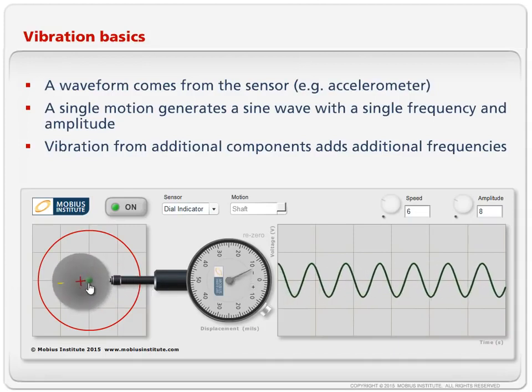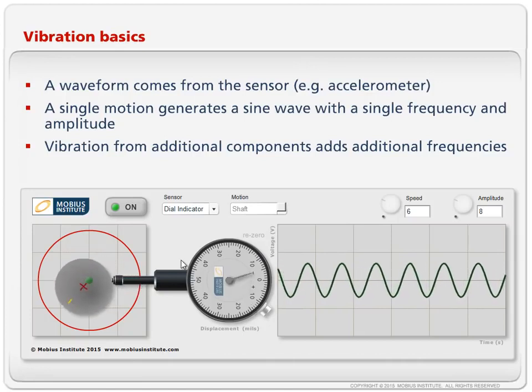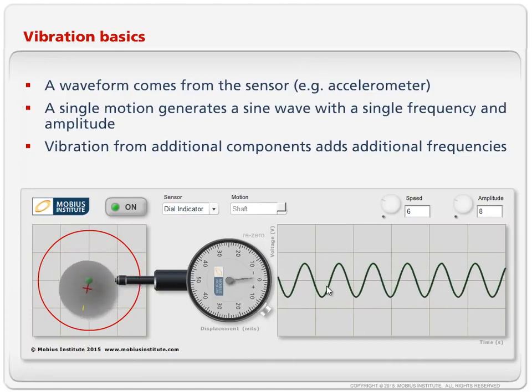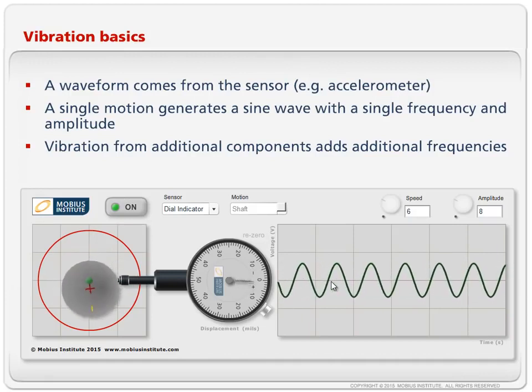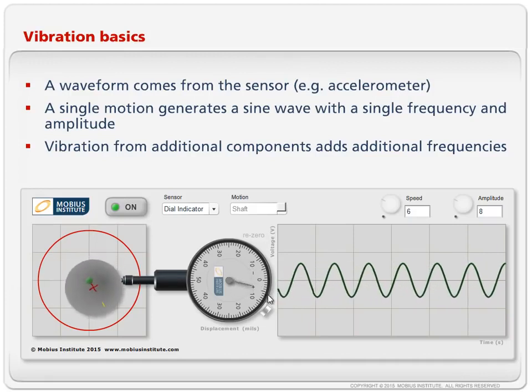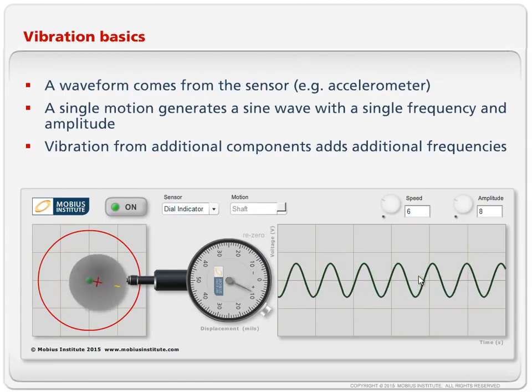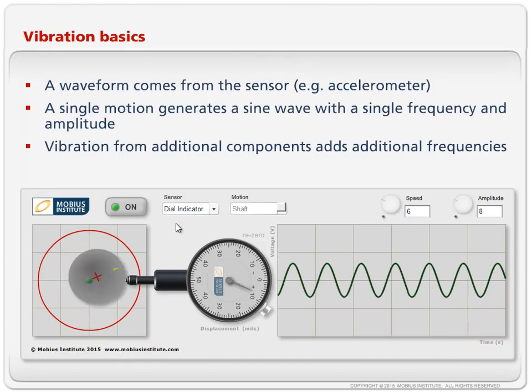So as the shaft moves back and forward, it pushes the plunger in and out. We see the needle move, and we get this pattern. That pattern is a sine wave. It's a pure sine wave. It has a single frequency and a single amplitude. Now this isn't the way we normally measure vibration.